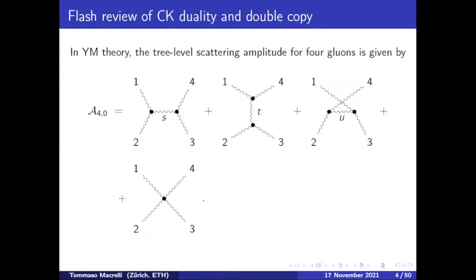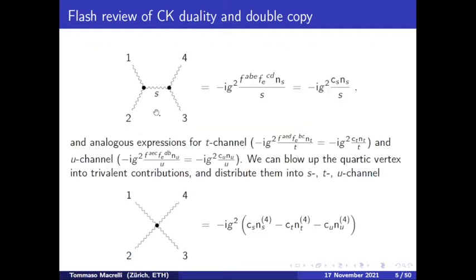And this perspective is indeed given by color-kinematic duality. So again, let's consider our main example, Yang-Mills theory. And let's consider the four-point tree-level scattering amplitude of the theory. This is given in terms of a sum of trivalent graphs referring to the interaction channels S, T, and U, and the quartic vertex contribution. Now let's consider a trivalent graph, for example, the S channel.